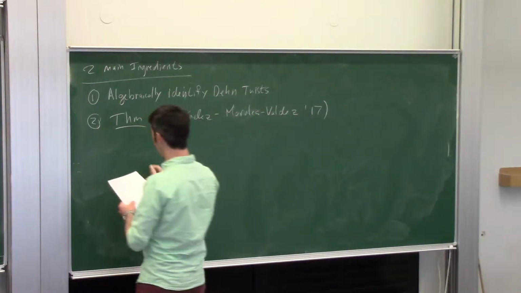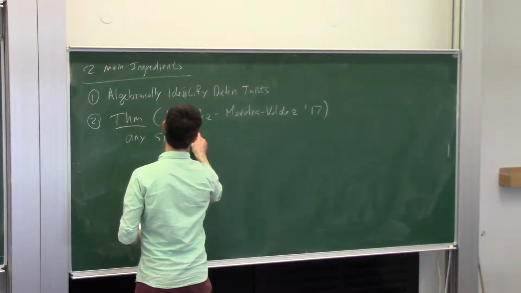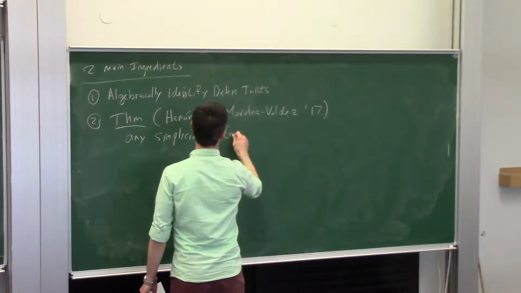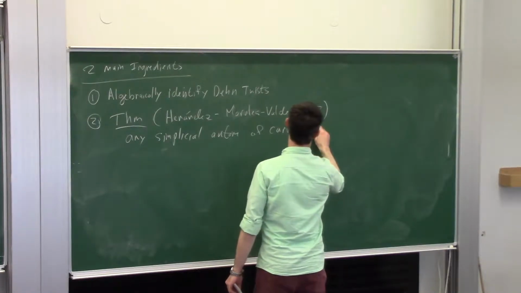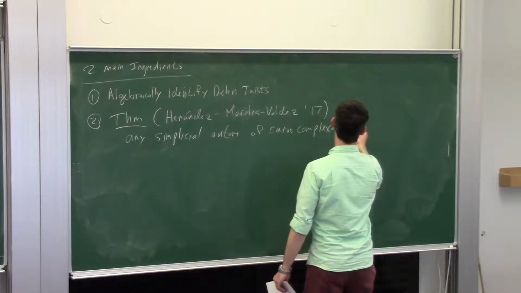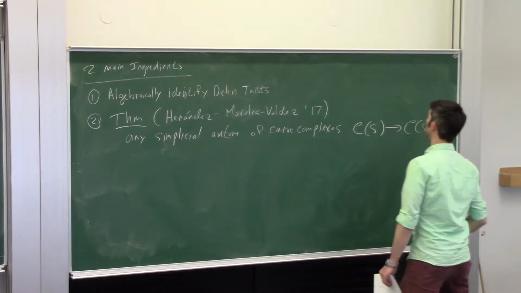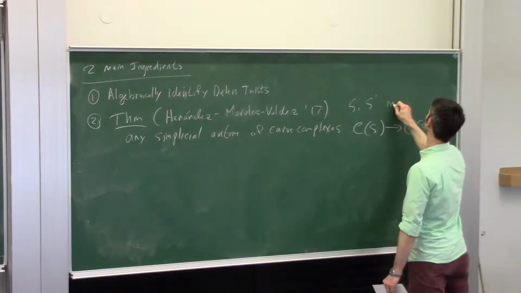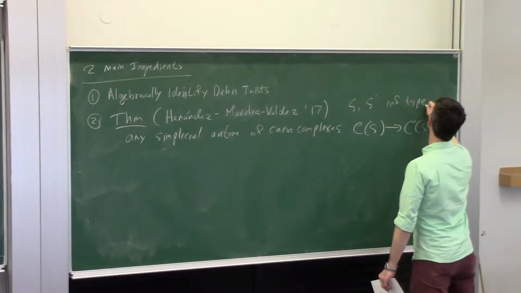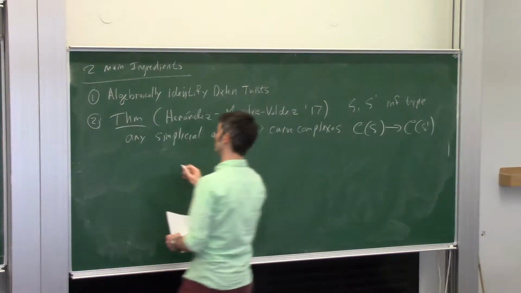And they said that any simplicial automorphism of curve complexes, so here, say S prime infinite type surfaces, any simplicial automorphism of curve complexes is induced by a homeomorphism.